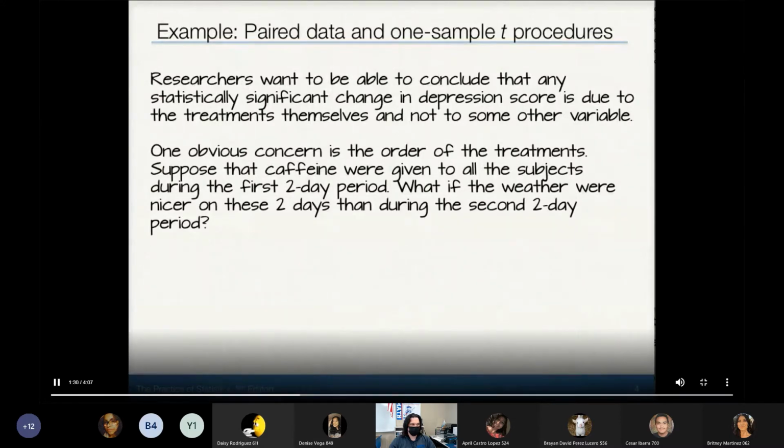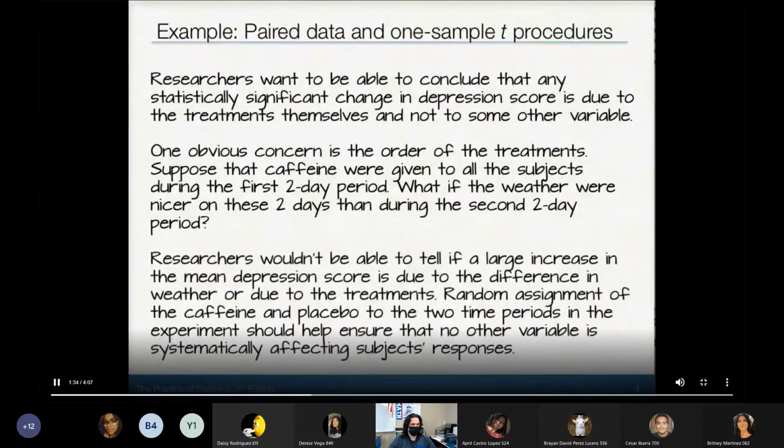What if the weather were nicer on these 2 days than during the second 2-day period? Well, the researchers wouldn't be able to tell if a large increase in the mean depression score is due to the difference in weather or due to the treatments. Random assignment of the caffeine and placebo to the 2 time periods in the experiment should help ensure that no other variable is systematically affecting the subject's responses.